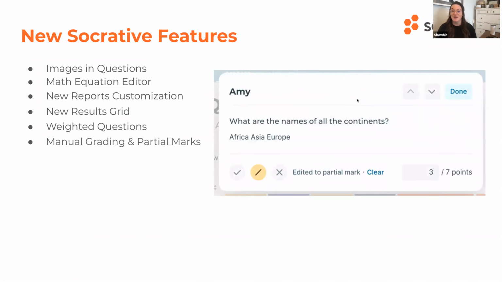In line with that, they also added manual grading and partial marks. So before, you weren't actually able to grade long answer questions right within Socrative, but now you are. So from the results grid, you're able to click on the long answer responses, read them, and mark them as correct or incorrect. You're also able to give them partial marks. So say for the 7-point question, if they got part of the answer right, you can give them some points in response to that. And that will get combined with their overall grade for that assessment.